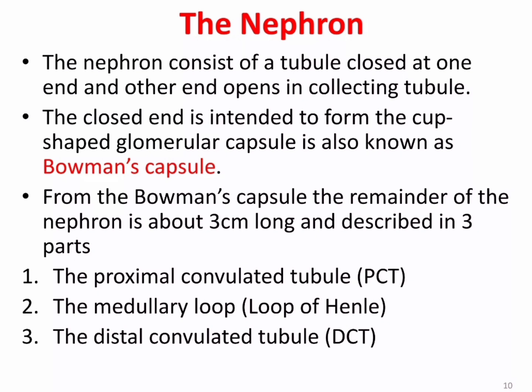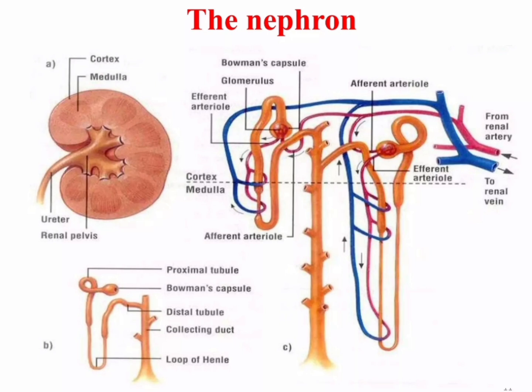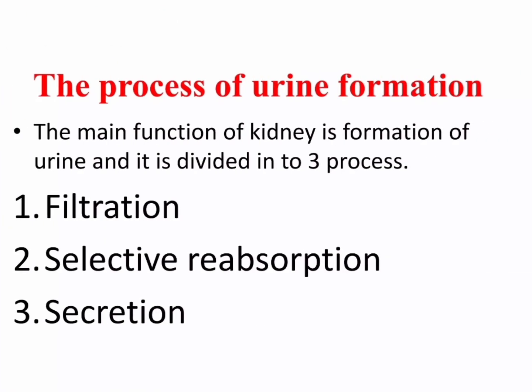First is the proximal convoluted tubule, PCT. The medullary loop is also called the loop of Henle. The next is the distal convoluted tubule, also called DCT. There are 3 parts. This is the diagram of the nephron. You can see the kidney, the tiny tubules, and the Bowman's capsule.